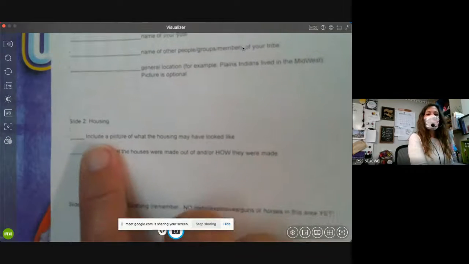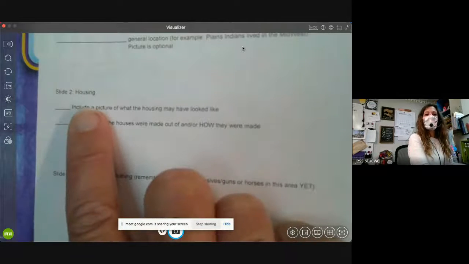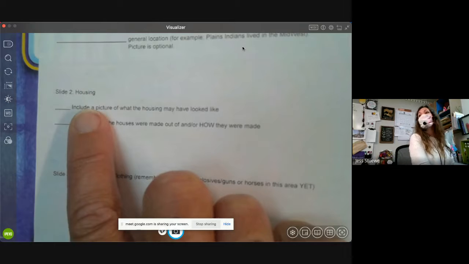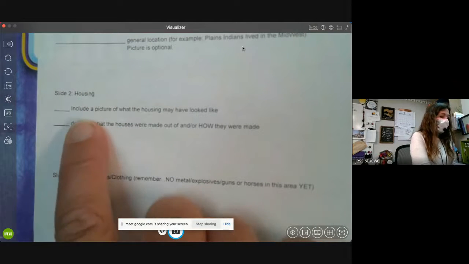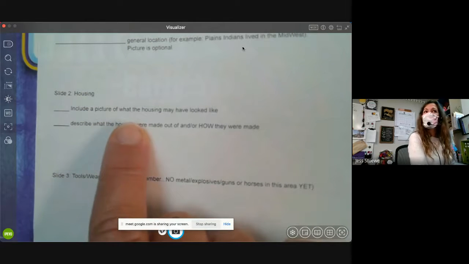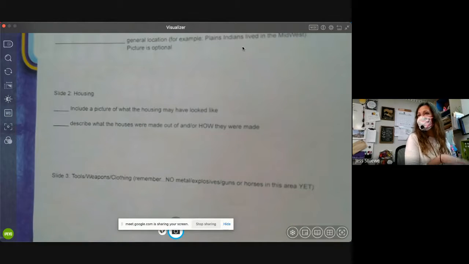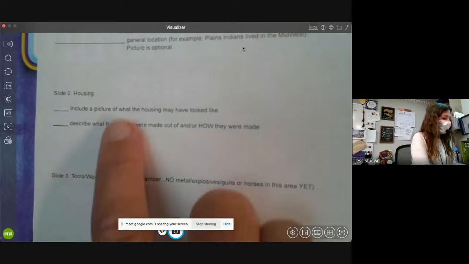Slide 2, what did they live in? Their housing. Did they live in teepees? Did they live in longhouses? Did they live in hogans or pueblos? Okay, you're going to do some research about where your people lived. And if you can find a picture, I can help you with this. You might snap a picture out of your textbook, or you might Google search a picture, and I'll help you with that.